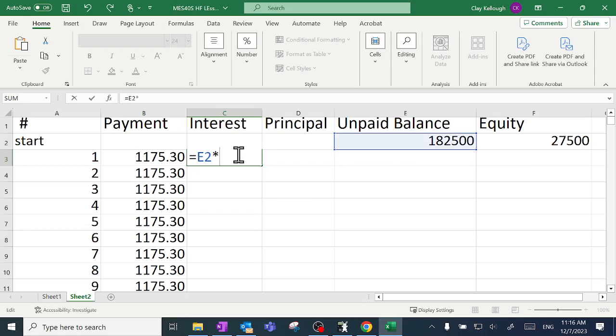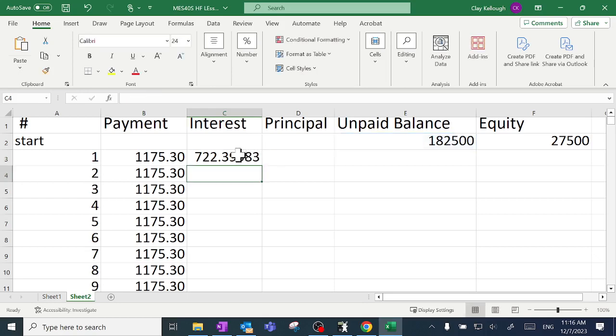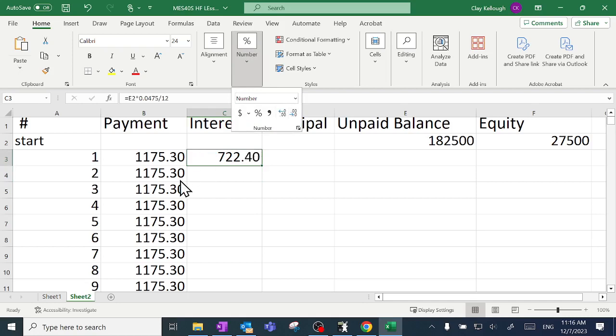times, and the rate will always be the same. What was the interest rate again? 0.0475, so 0.0475. And then times 1/12, which again, how do I always punch that in? I just divide by 12. And that number is now there. Now I want that number to be rounded again to 2 decimal places. Money. And there it is.